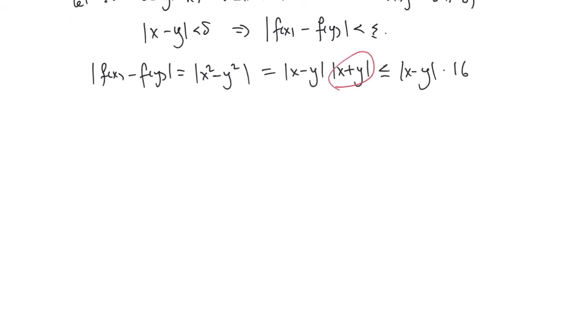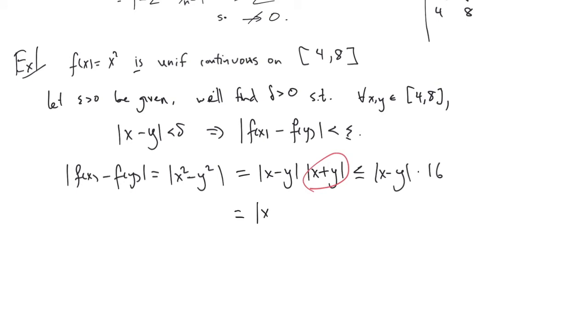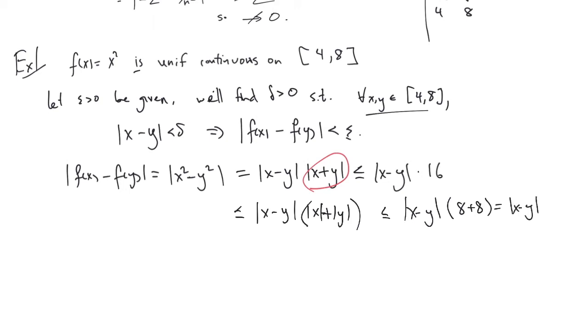If you wanted to, it's not so bad to just say 16 there, but you could, if you like, write this in even more detail. You could do the triangle inequality. Break that up into absolute value of x plus absolute value of y. And then x and y are in the interval 4 to 8, and so each of those is less than or equal to 8, right? I'm just writing the same thing in two different ways. 8 plus 8, which is 16, right? So it's the absolute value of x minus y times 16. So anyway, what's my delta going to be? It's going to be epsilon over 16, because I have x minus y times 16. So I let delta equal epsilon over 16, and then the whole end of the proof will work out.